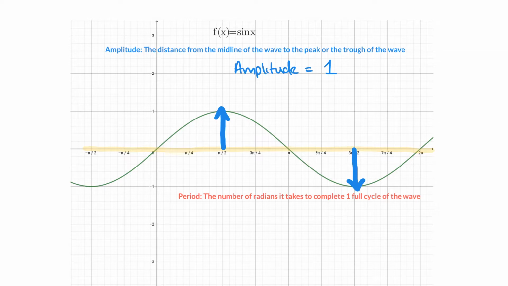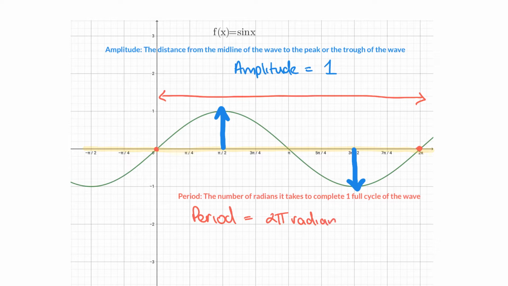The period of the wave, on the other hand, is the number of radians it takes to complete one full cycle of the wave. So the period of this wave is 2 pi. Of course we know that it takes 2 pi radians to go the full way around the unit circle. So from the start of this wave, as it goes through its cycle, it goes into a peak, then it goes into a trough, and then it finishes up over here at 2 pi. So the period of this wave, if I'm to draw it in, is 2 pi radians, from there to there.